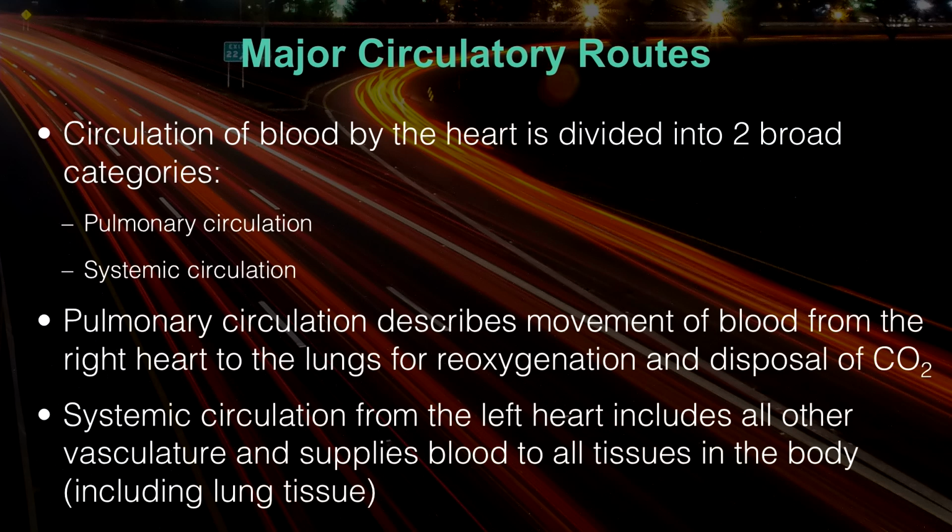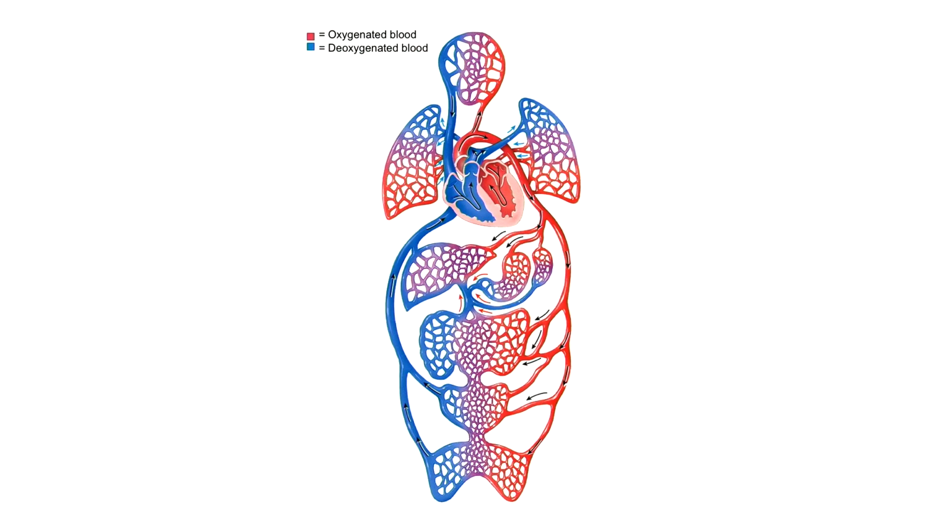So these major circulatory routes all run in parallel. There's no one route. There's one route to the body and back, but within the body, it depends on the organ of interest. The route that we're looking at depends on the organ or the system of organs or the region of interest.